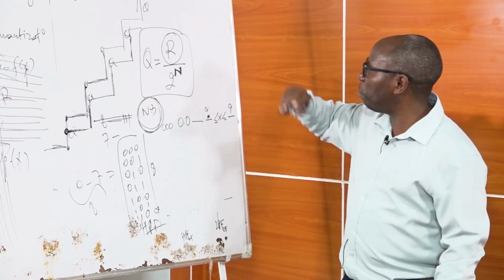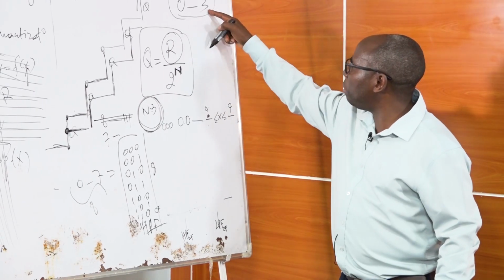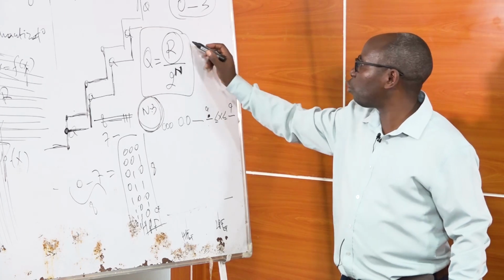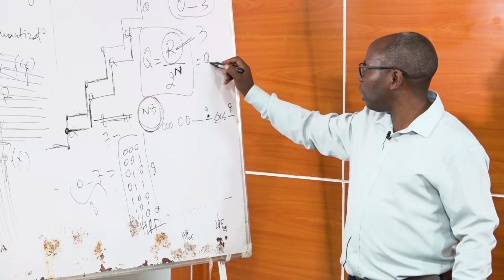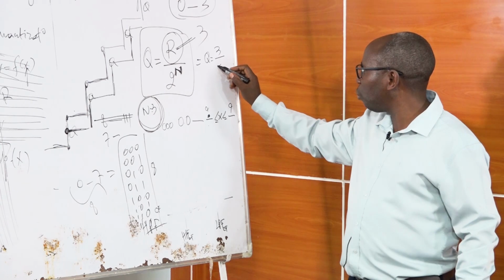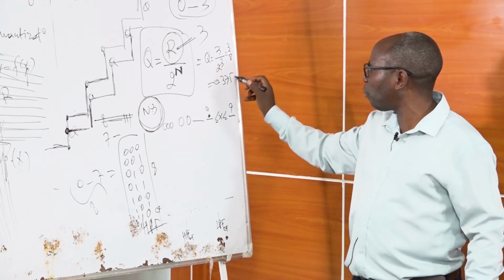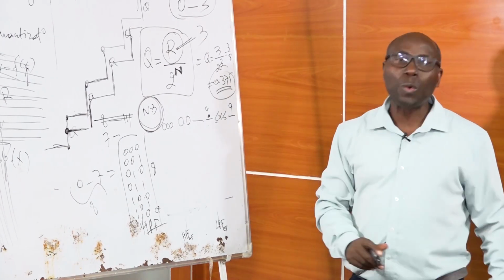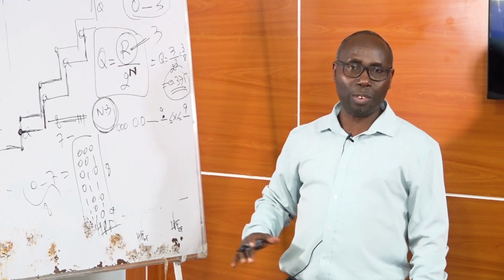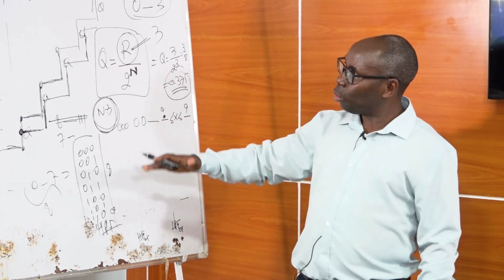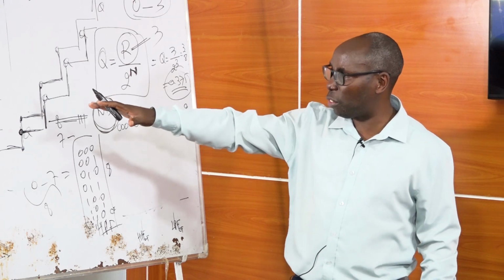For example, if the value varies from 0 to 3, then we know that the maximum value minus the minimum value is R, so our R is 3. If N is 3, then Q is equal to 3 divided by 2 power 3, which is 3 divided by 8, which is equal to 0.375. From this value, we can compute the remaining ones.